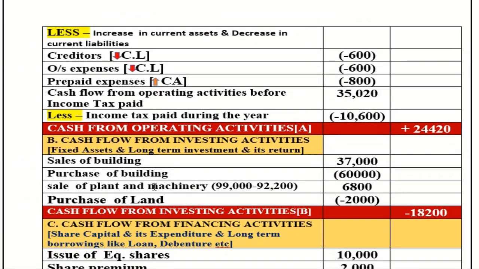See, the sale of plant and machinery is 6,800. The purchase of land is 2,000. And that's it. There is no income tax, dividend received or interest received. So here 37,000 plus 6,800, you will get 43,800, and minus 60,000 minus 2,000, you will get minus 18,200. So this is cash loss from the investing activities, we call it, and it is minus.